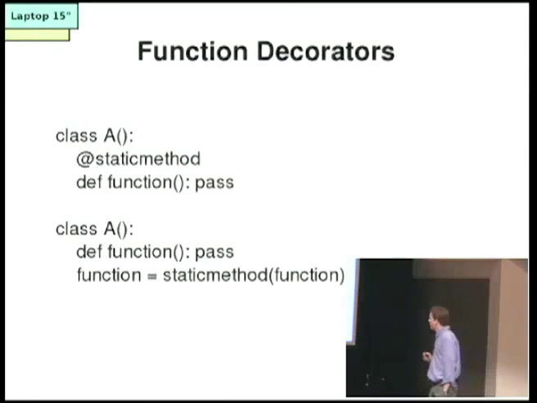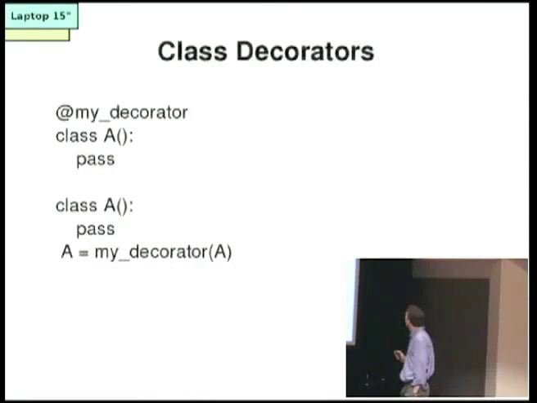If you've used function decorators, you've probably used them in classes. Static method here is a decorator. The expansion in the bottom, this is what you'd have to do before Python 2.4. You define the function first, then replace the function with that function after it's passed through static method.